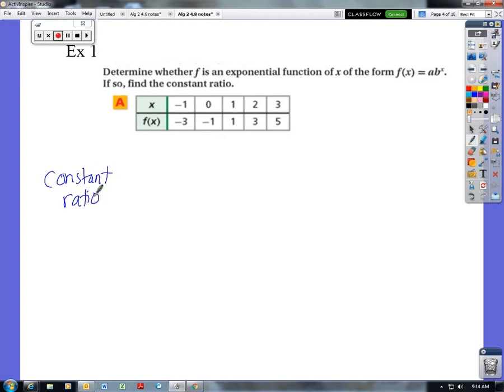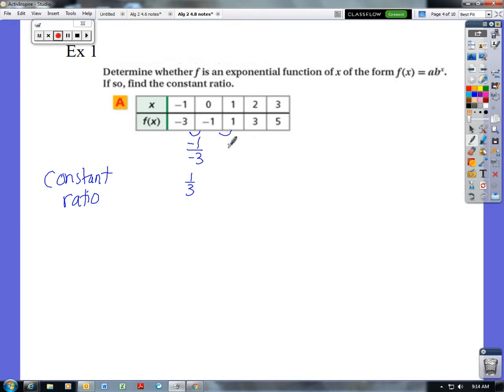instead of subtracting. So like with linear, quadratic, and cubic, we took a y value and we subtracted. We did a second y value minus a first y value. Well, with constant ratios, we're going to take a y value and divide it by the previous y value. So we're going to do -1 divided by -3. And the negatives cancel out to 1/3. So that's going from those.